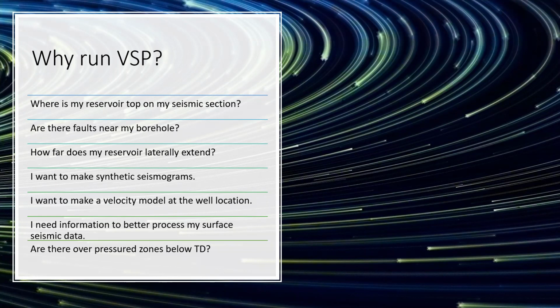The next point, I need information to better process my surface seismic data. We know seismic velocities play an important role in surface seismic data processing. So once we get more accurate velocities with the help of VSPs, we can use these velocities for surface seismic data processing. Are there overpressure zones below total depth? TD means total depth here. Yes, we can address this issue with the help of VSP data. All these questions can be addressed by using VSP, and more detail will come when I talk about different applications of VSP methods.